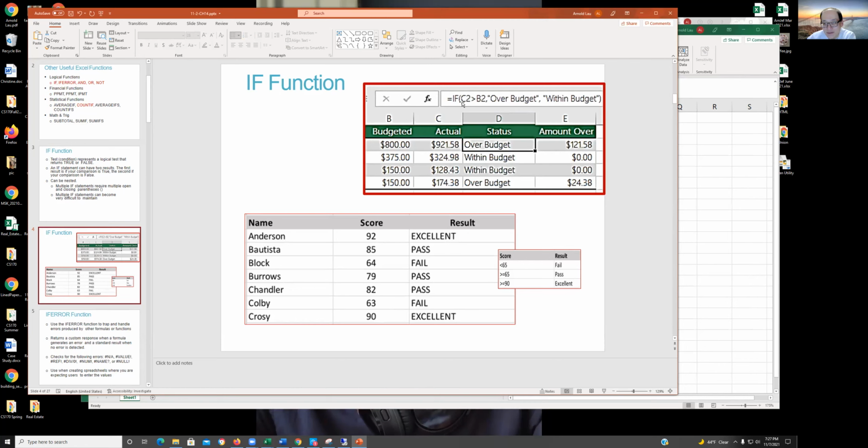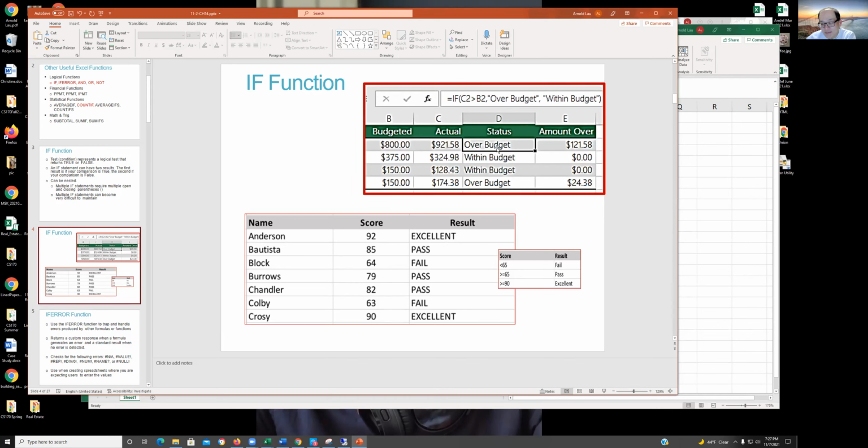So in the second row, is C2 greater than B2, which is over here? Well, 921.58 looks bigger than 800 to me, so that means it's true. If it's true, it goes to this second part here, after the comma. It says over budget, and then over budget will be displayed over here, okay?